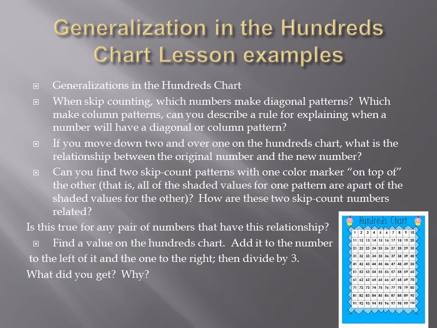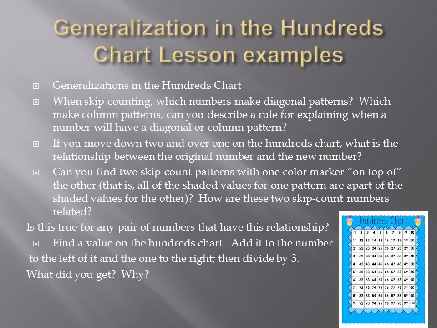When skip counting, which numbers make diagonal patterns? Which make column patterns? Can you describe a rule for explaining when a number will have a diagonal or a column pattern? If you move down 2 and over 1 on the hundreds chart, what's the relationship between the original number and the new number? Is this true for any pair of numbers that have this relationship?